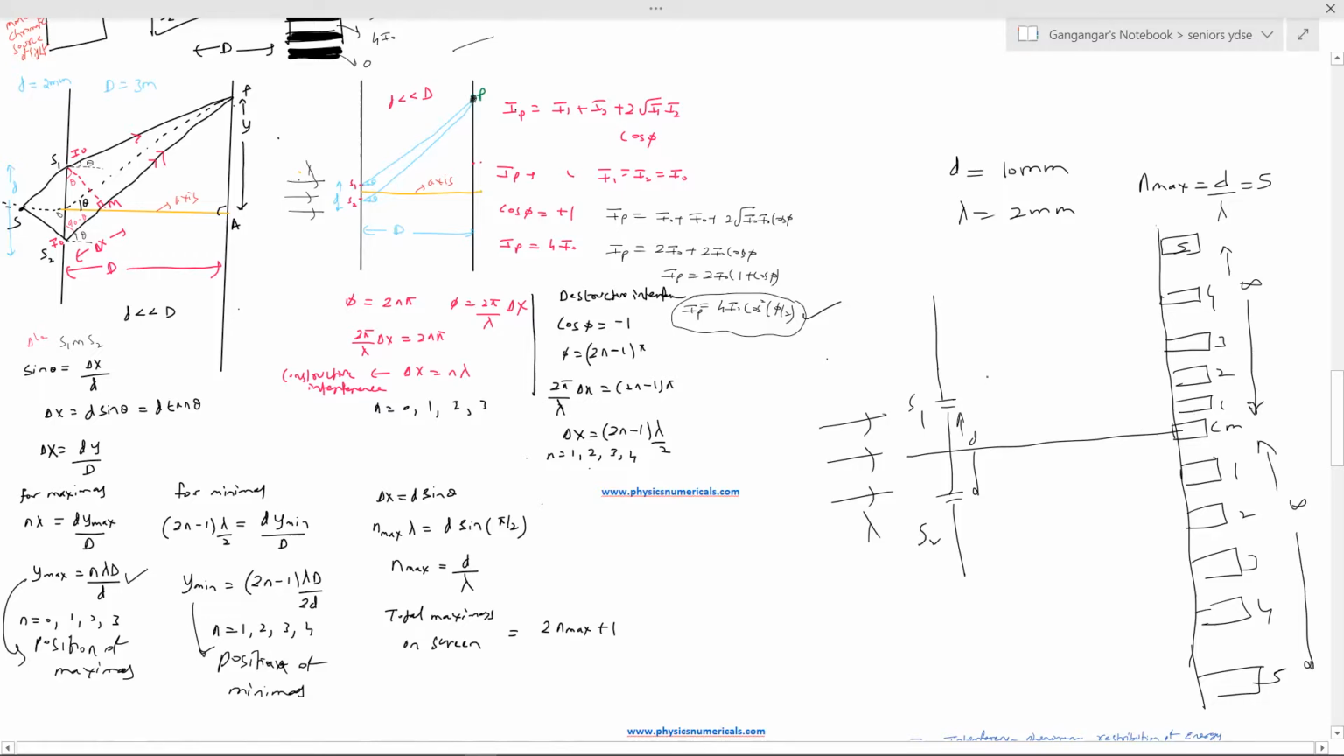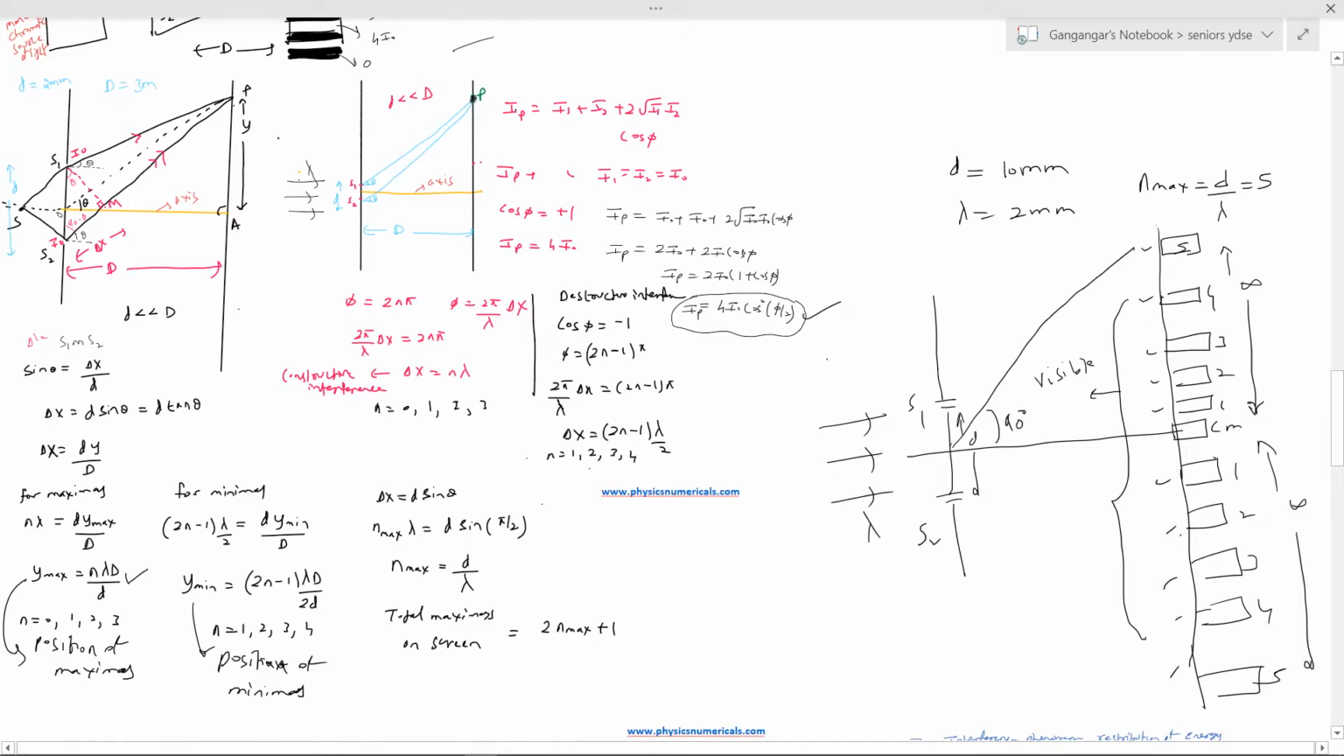So how many total maxima did you count? Total maxima will be 1, 2, 3, 4, 5, 6, 7, 8, 9, 10 plus 1 central maximum, which is 2 n max plus 1. So what are visible? Only these are visible. And what about this angle? This angle will be 90 degrees. So only 4, 3, 2, 1 and the central maximum will be visible.